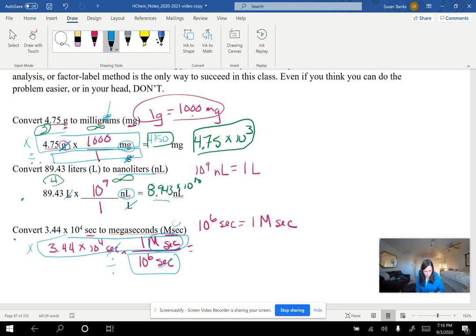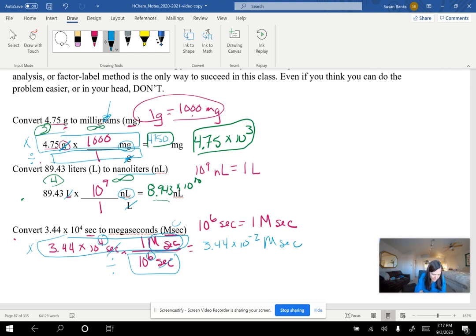I actually have to use that number. But I can take these exponents and subtract the top and the bottom. So I'll take the top and subtract the bottom. 4 minus 6 will give me a negative 2. So this would give me 3.44 times 10 to the negative 2 megaseconds.